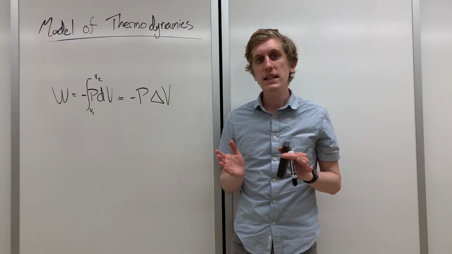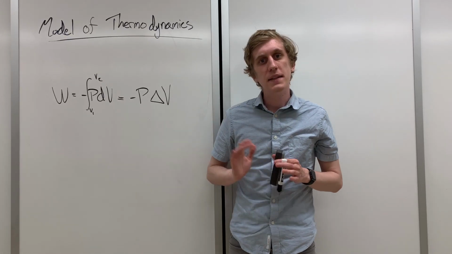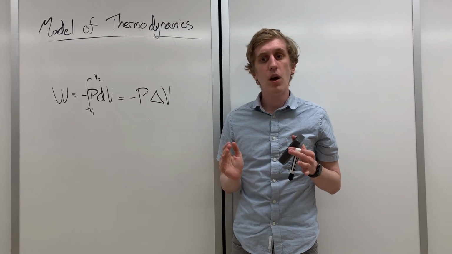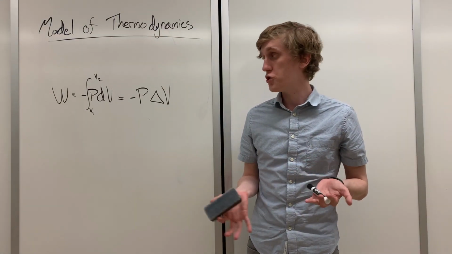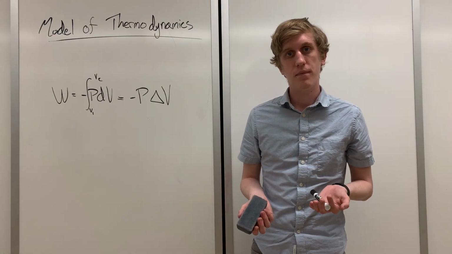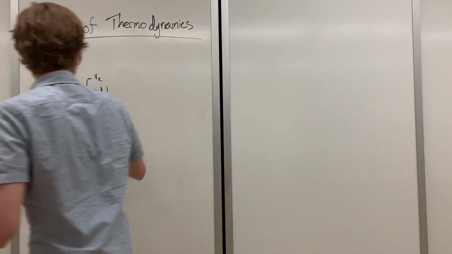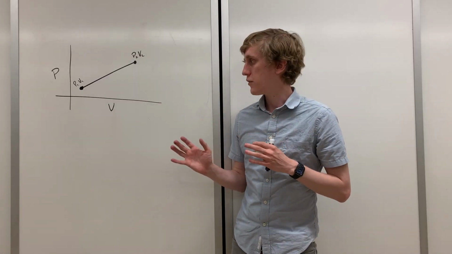But there are ways of representing this information that's a little more visual. These are known as state diagrams. State diagrams are just graphs of state functions. Let's look at an example. Here's an example of a state diagram.